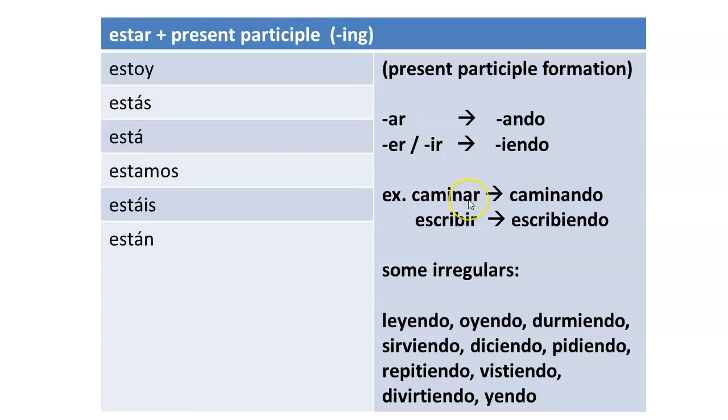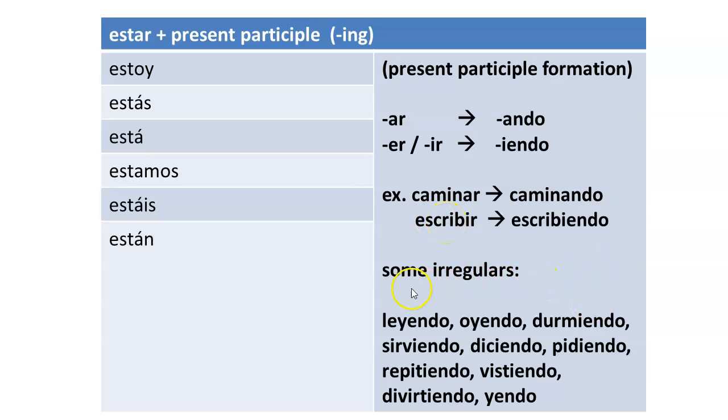So here's an example: caminar, to walk. Well, the participle is caminando. What does caminando mean? Caminando means walking in English. For an ER and an IR verb, you remove the ER or the IR and you replace it with IENDO, or YENDO. An example: escribir, to write, escribiendo, writing. So all you have to do is just put those two elements together and you've got it.